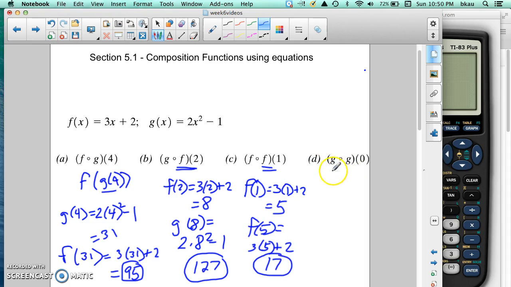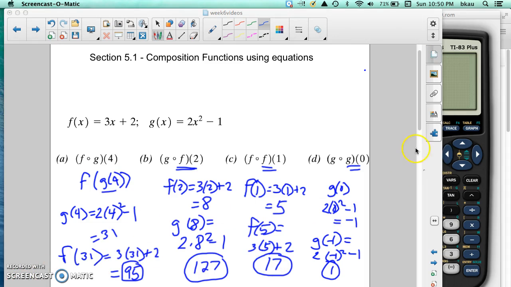Now on g of 0, we're going to evaluate g twice. So we're going to do g of 0 first. In that case, we're going to have 2 times 0 squared minus 1. So that's going to be negative 1. So we're going to have g of negative 1. That's going to be 2 times negative 1 squared minus 1. So that's going to be positive 1, 2 minus 1. So this answer is 1.